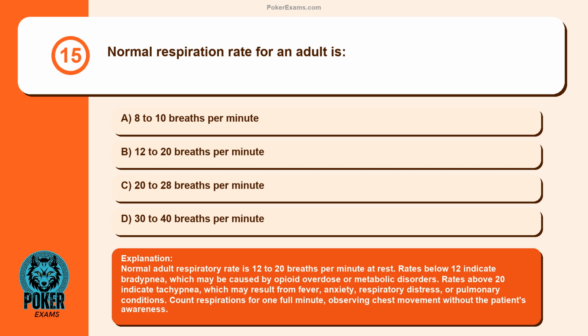Normal adult respiratory rate is 12 to 20 breaths per minute at rest. Rates below 12 indicate bradypnea, which may be caused by opioid overdose or metabolic disorders. Rates above 20 indicate tachypnea, which may result from fever, anxiety, respiratory distress, or pulmonary conditions. Count respirations for 1 full minute, observing chest movement without the patient's awareness.